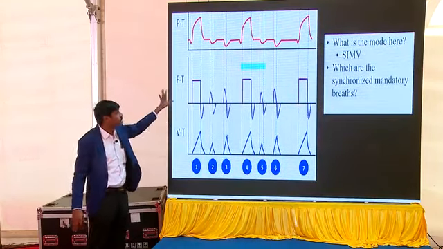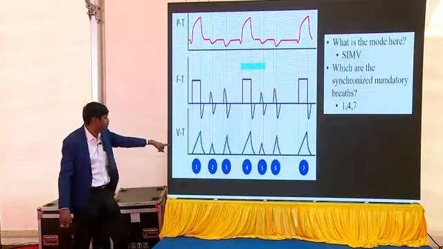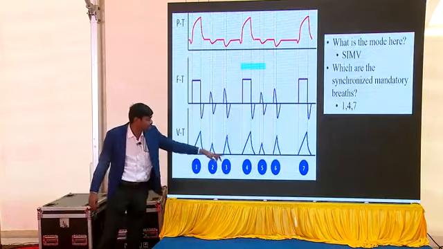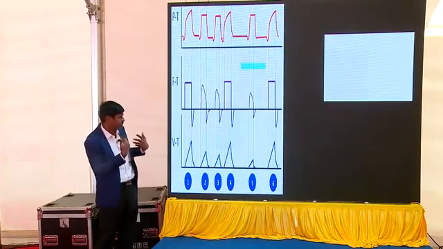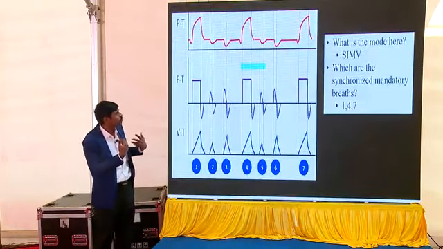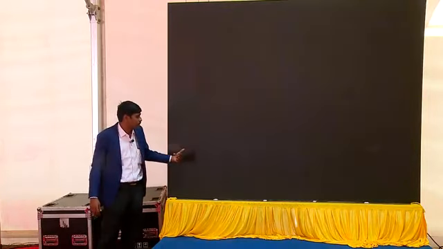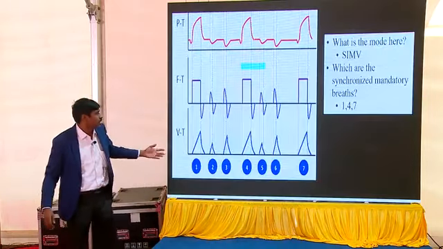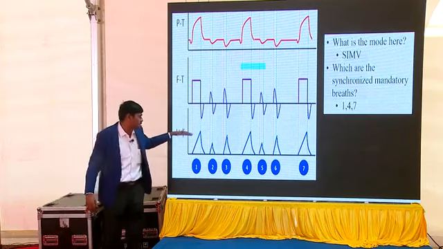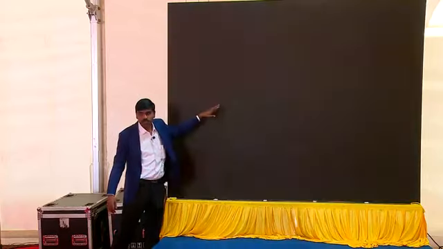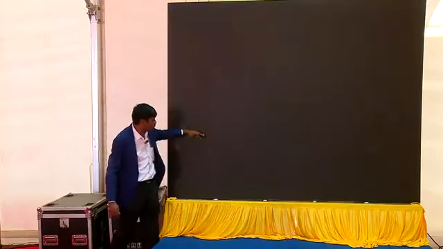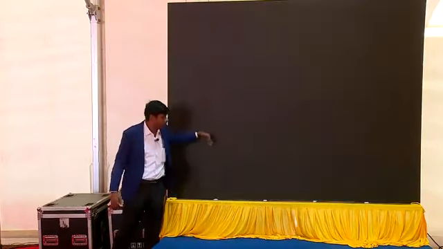Which are the synchronized breaths here? You have numbers here also, 1, 2, 3, 4. These are the breath numbers. So which are all the synchronized breaths here? The synchronized breaths are 1, 4 and 7. You find that you're achieving the right pressure and the right volume at the right time.